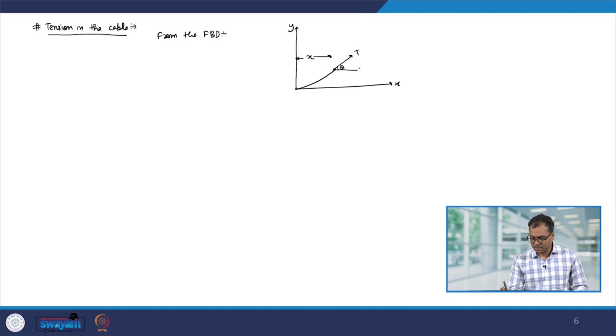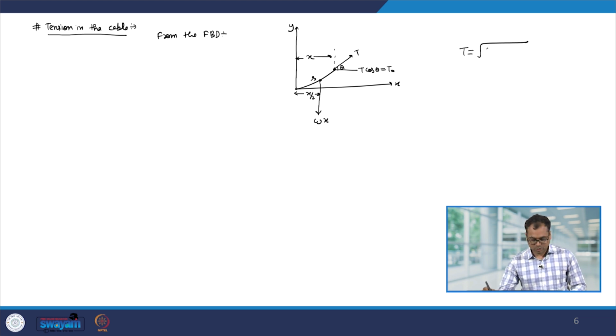So, therefore, the horizontal component will be T cos theta, which is of course T naught, and it is constant, and let us say the length of the cable is S. So, its weight will be W times x, and it is going to act at a distance of x by 2. So, now let us calculate T.